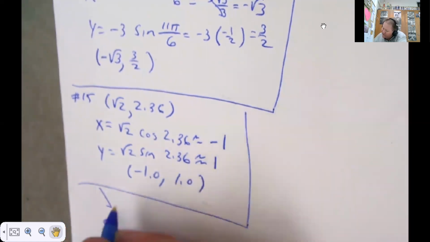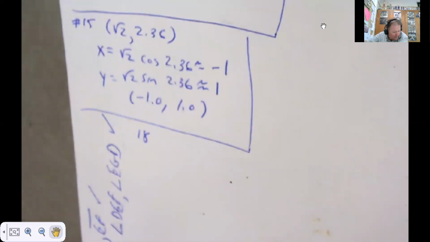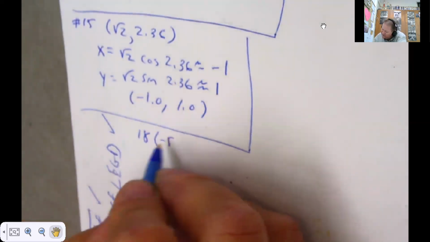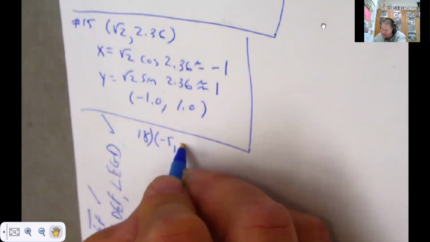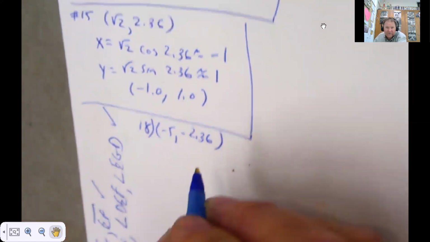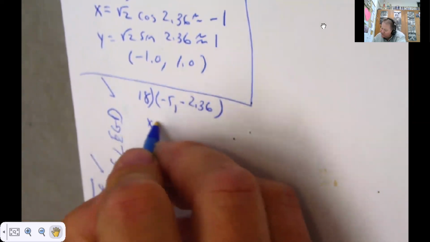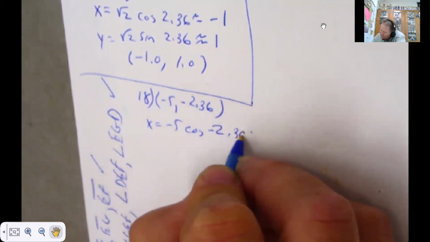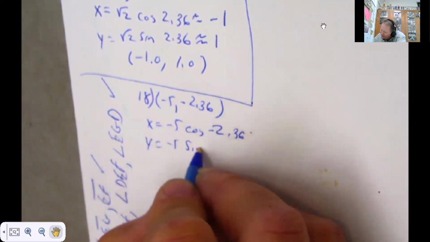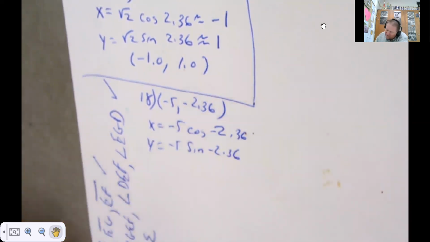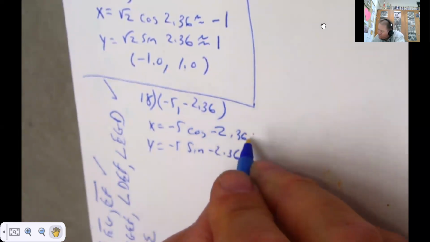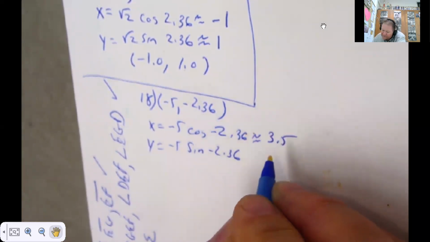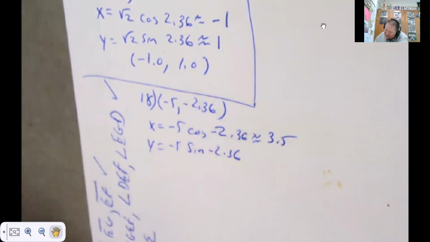All right, let's keep going on for 18. It is -5, comma, -2.36 radians. Good thing I'm still in radian mode. So the x value is going to be r cosine of theta, and the y value is going to be r times the sine of theta. So negative 5 times the cosine of negative 2.36. And to the nearest tenth, I'm getting 3.5. Yep, positive.